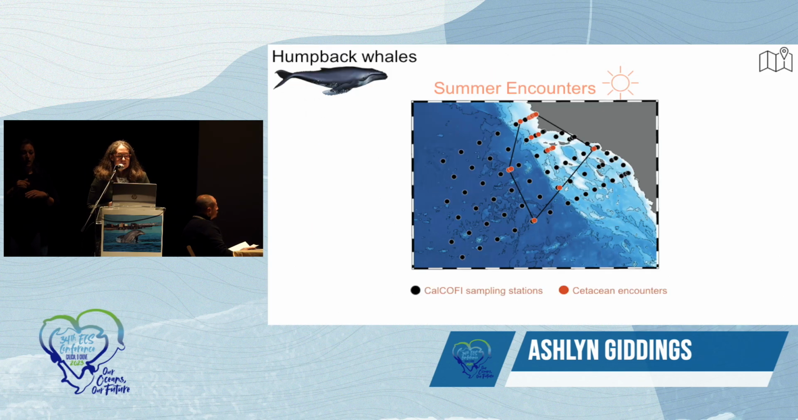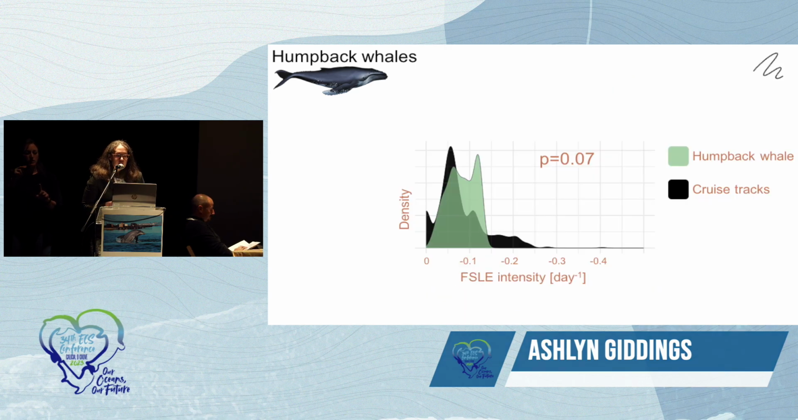And finally, humpback whales. Please note that humpback whales in the summer in CalCOFI are much less frequently present than blue whales or fin whales, and they're concentrated in that region just north of Point Conception, where we were lacking blue and fin whale encounters. Humpback whales are encountered at stronger FSLE intensities, but it's a little more ambiguous. We can see the peak of the humpback whale distribution is at higher FSLE intensities than the peak of the cruise track location, but they're missing from the very highest FSLE intensity around -0.2.